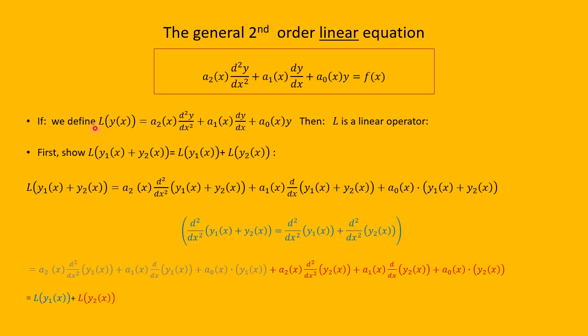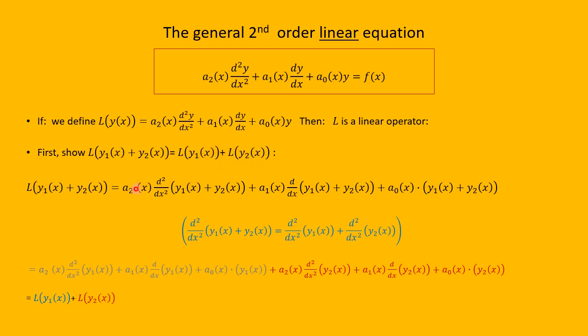Well, let's define L applied to a function y of x to be a sub 2 of x times the second derivative of y with respect to x plus a1 of x times the derivative of y with respect to x plus a naught of x times y. Then this L is a linear operator. It has to satisfy two properties to be a linear operator. The first one is that L of y sub 1 of x plus y sub 2 of x is equal to L of y sub 1 of x plus L of y sub 2 of x.